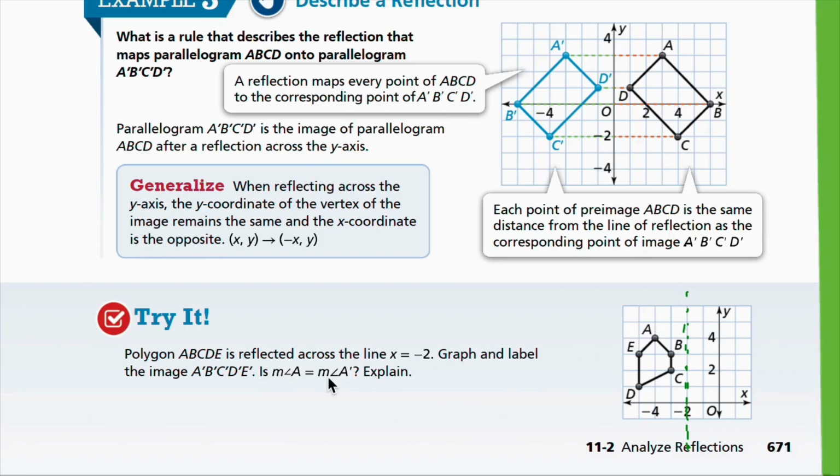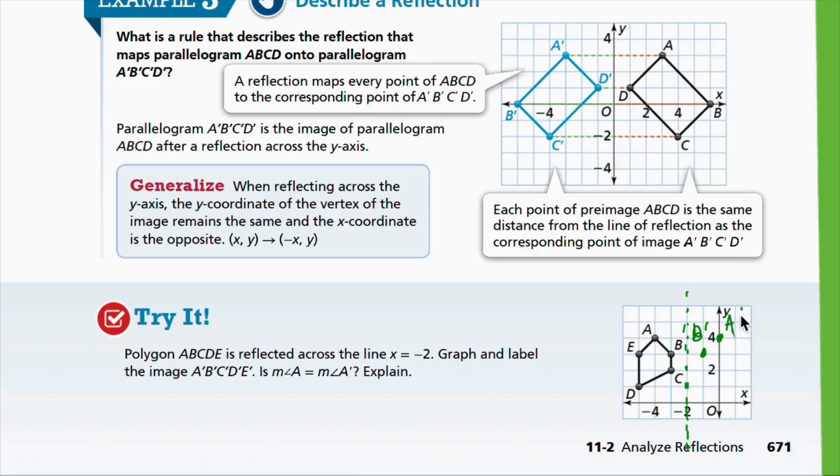Is the angle A the same? So if we try to reflect it across the new line, x = -2, it's going to have these points the same distance away from this line, and you have to count the distances away. That is not the right graph. I'm going to graph it again. You have to count it correctly. It's not to the y-axis, it is to this line, x = -2.